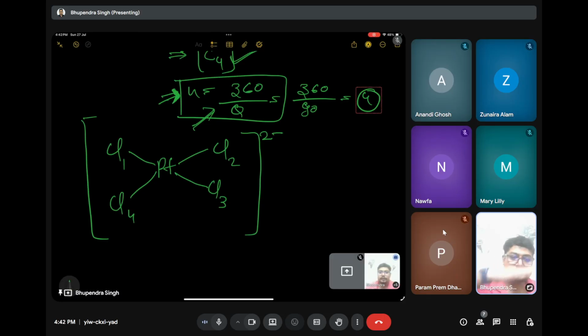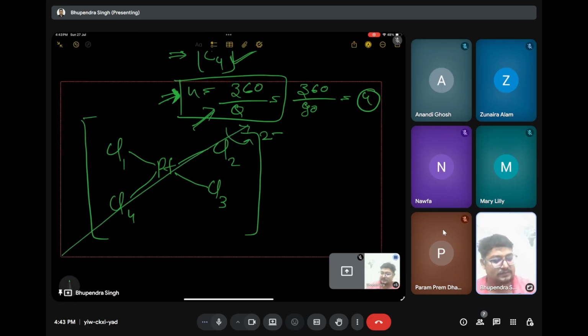I have already told you this is a planar molecule. Now I am not rotating along this axis; now I am rotating along this axis. Let's see this. It is here. Here only. So, this is the axis.